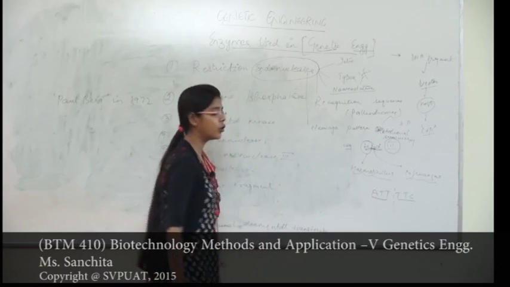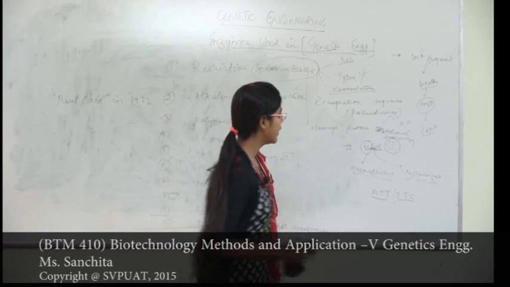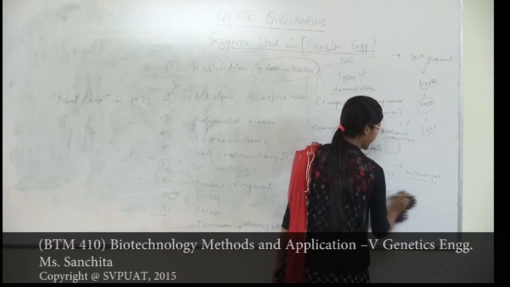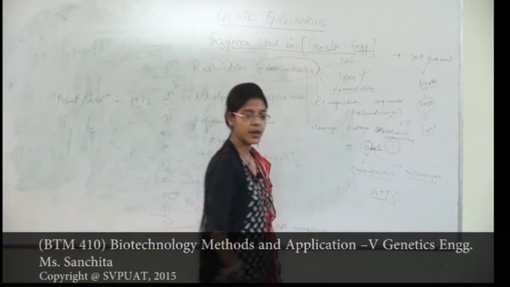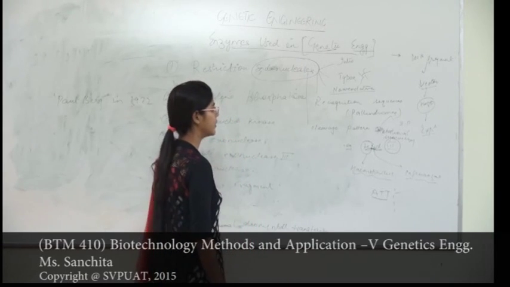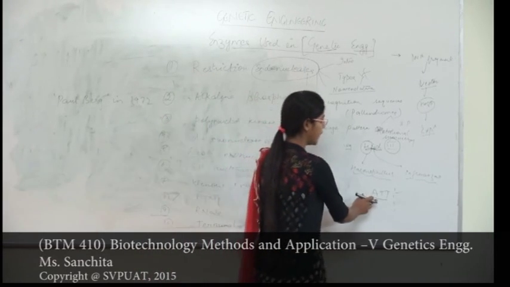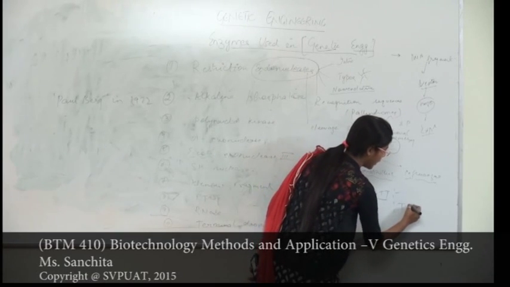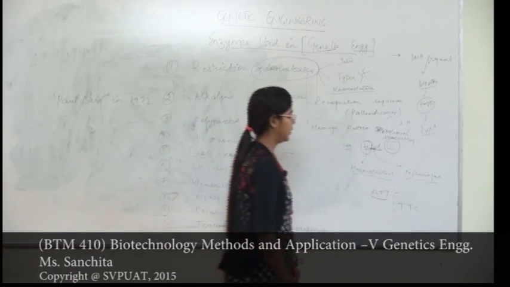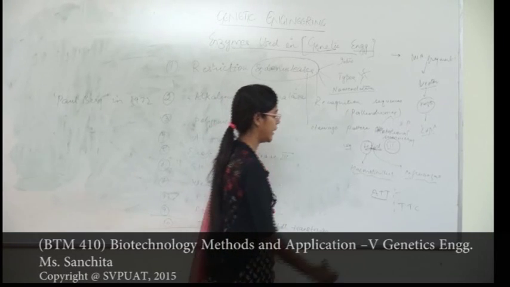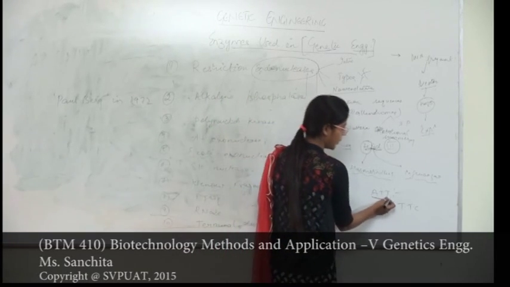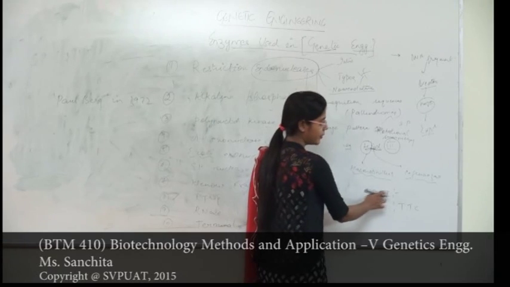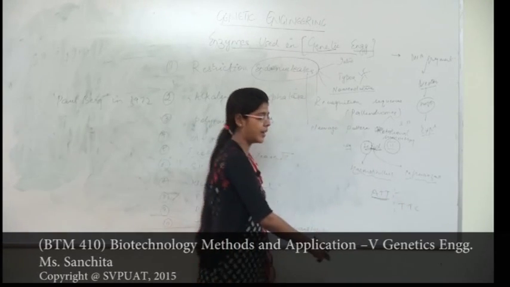Now what are palindromes with rotational symmetry? Palindromes with rotational symmetry are those recognition sequences identified by restriction endonucleases in which the mirror image is in another leading or lagging strand of DNA. For example, if we have this sequence, then its mirror image will be present in its counterpart strand.